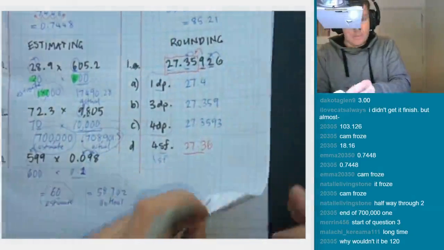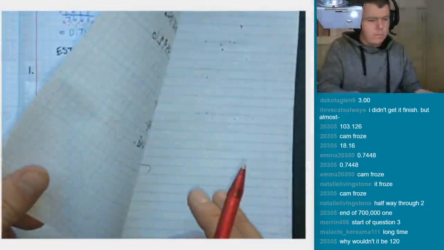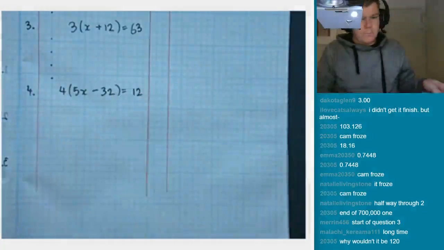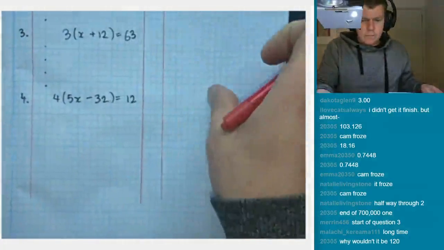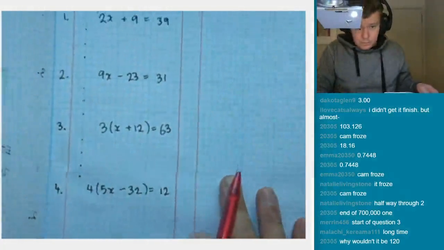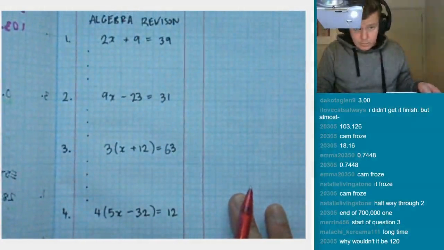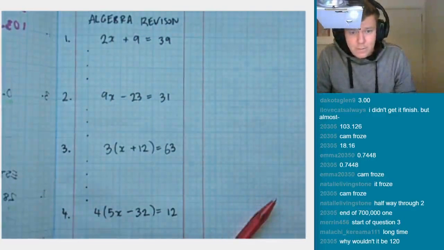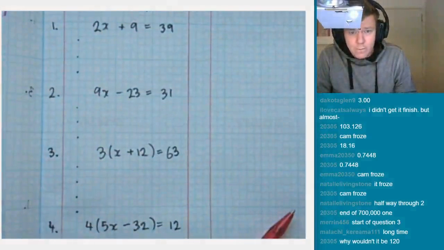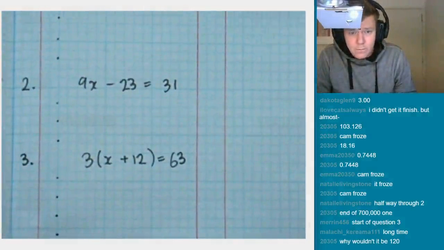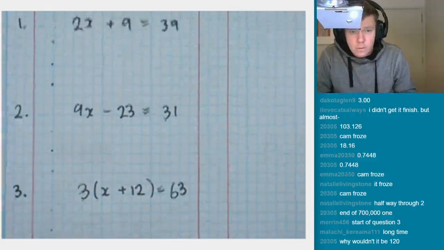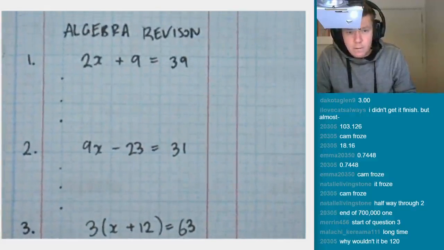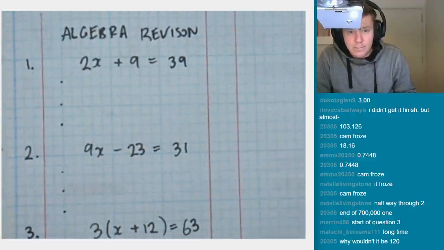Okay. To finish this up, we're going to do some algebra revision. So I'll just get that on the screen. I wonder if maybe it's better to zoom in a bit more. There we go. That's probably much better.